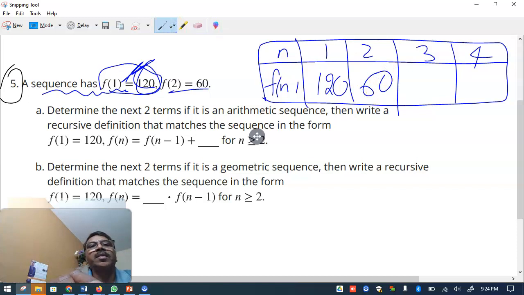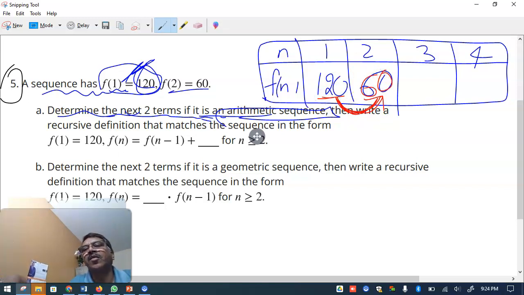Now, the question is, you need to figure out the next two terms, if it is an arithmetic sequence. Now, what is an arithmetic sequence? There is a rate of change. So how much does it go down? It is decreasing by 60. So from 120, it reduces to 60.